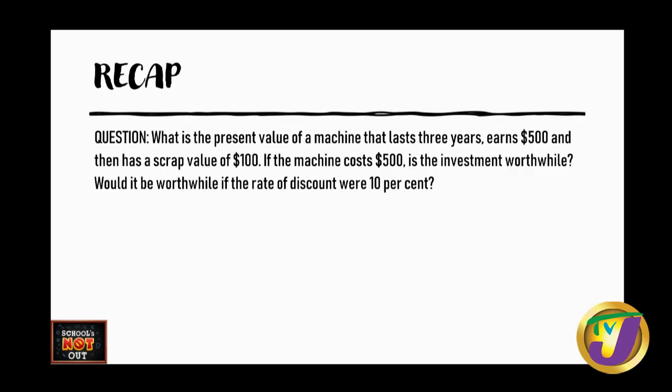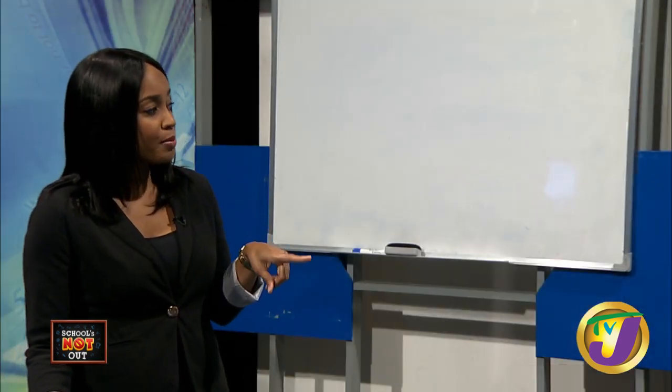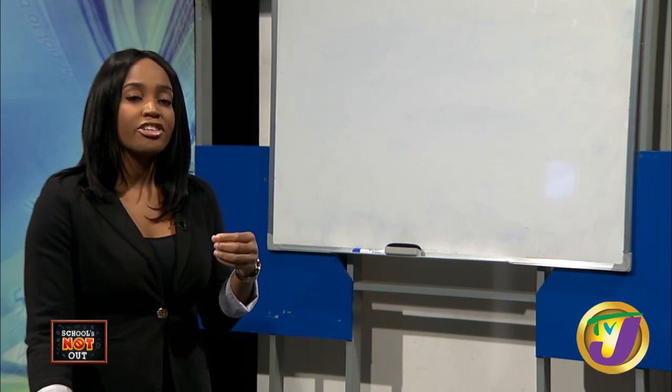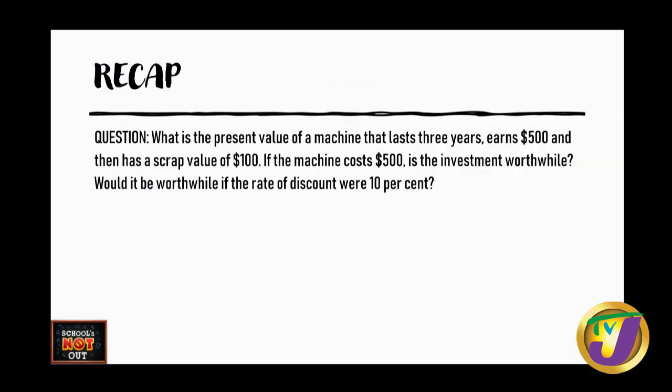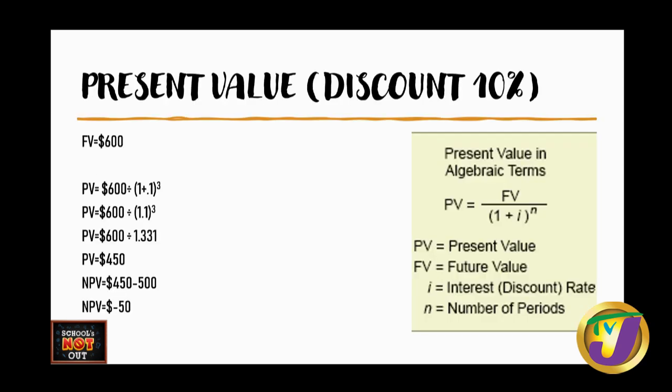And if you remember, the question said that the machine costs $500, and you have determined that the present value of the $600 in terms of future earnings is actually $450. So is the investment worthwhile if the machine costs $500 and the present value is $450? In order for us to make this determination, we need to calculate the net present value. As you remember, the net present value is equal to present value benefit minus costs, or the marginal revenue product minus costs. And in this case, the present value benefit is $450, but the actual cost of acquiring the capital unit is $500.